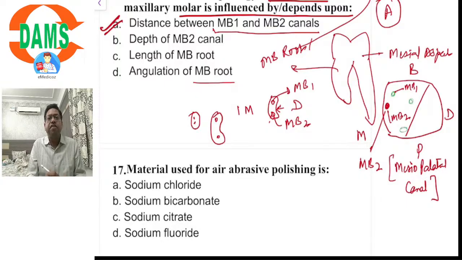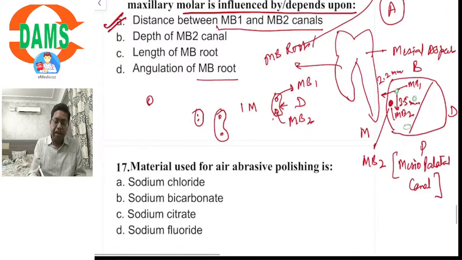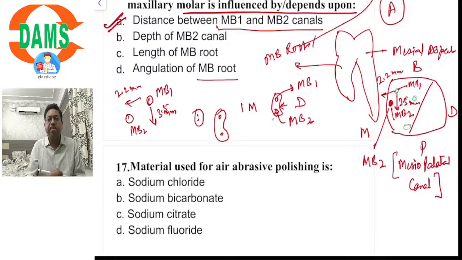Both are present in the mesiobuccal root. Usually the distance is 3.5 millimeters palatally and 2.2 millimeters mesially. Okay, this is the MB1 orifice. This is MB2. The distance is 3 to 3.5 millimeters palatally and 2.2 millimeters mesially, the average distance between MB1 and MB2. It is located mesially and palatally to the principal mesiobuccal canal. 3.5 millimeters is the extent palatally, and 2.2 millimeters is the distance mesially.